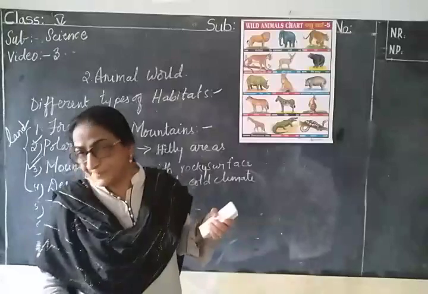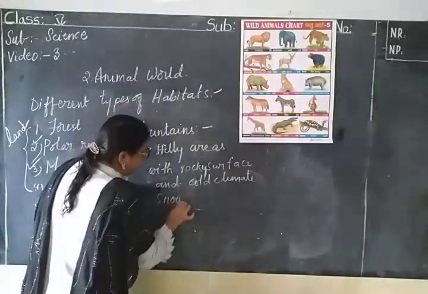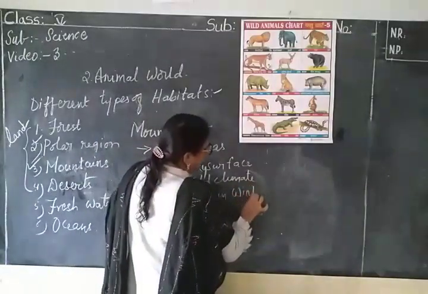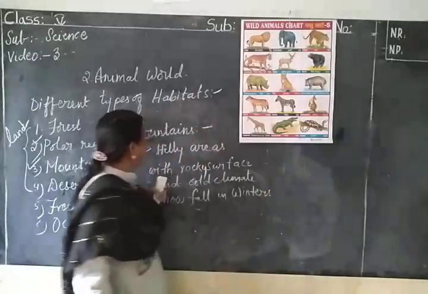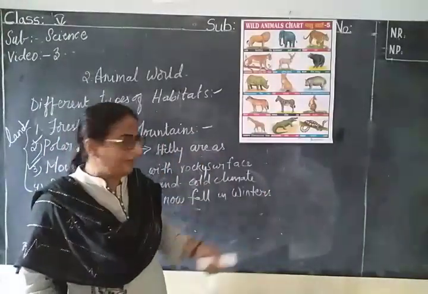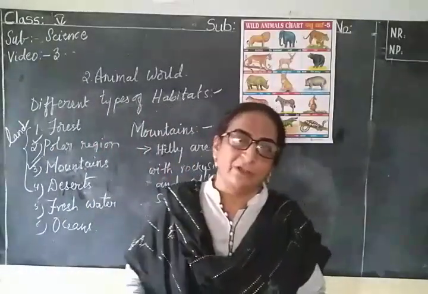Animals. There is snowfall in winters. You also find snowfall in winters here. Himalayan mountains, you see, isn't it? So mountains, hilly areas, rocky surface, cold climate, and snowfall in winters. You will observe there will be snowfall.